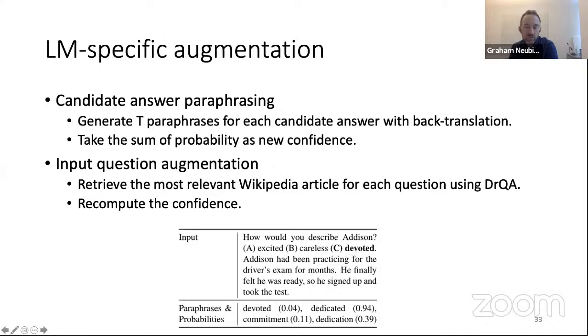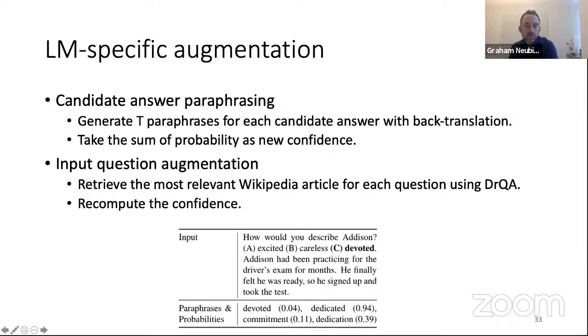The reason why we might want to do this is, say we have: how would you describe Addison? Excited, careless, devoted. And the language model hasn't seen the word devoted nearly as much as it's seen the word dedicated. Because of this, if we paraphrase devoted into dedicated, committed, commitment, dedication, the model is able to predict dedicated with a high confidence, despite the fact that it was not able to predict devoted. So basically, the way you phrase the answer is also important.